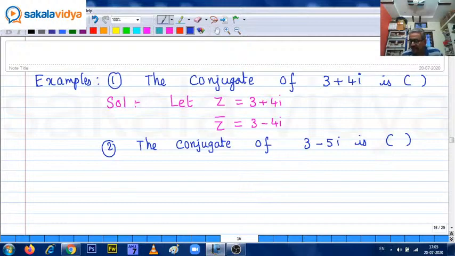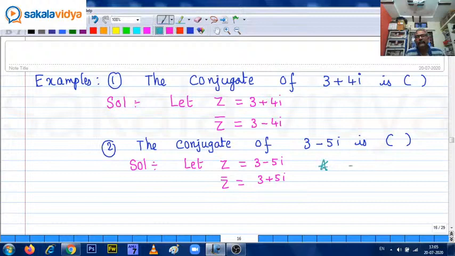3 minus 4i. Right, 3 plus 4i. Solution. Let us say z is equal to 3 minus 5i. Therefore, z bar is equal to 3 plus 5i. Now I give some examples, you try now.